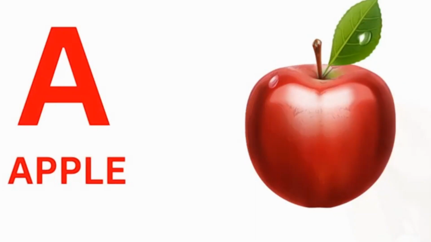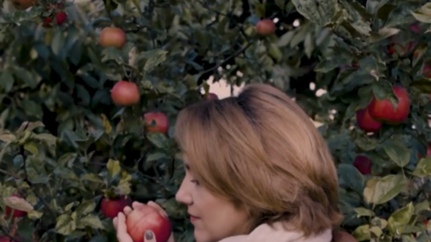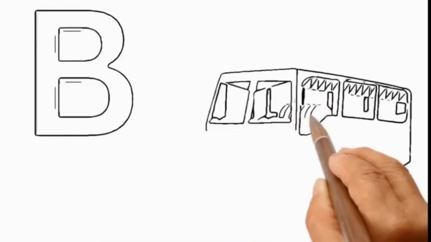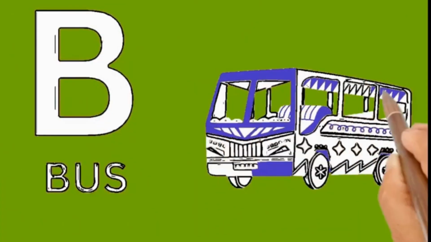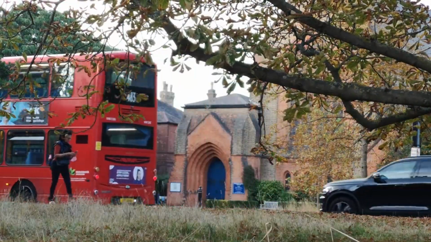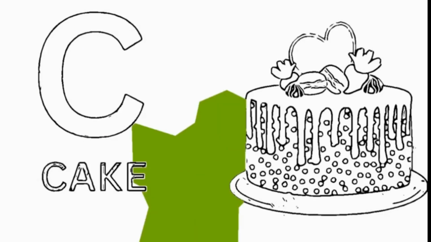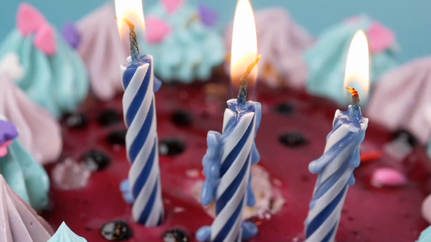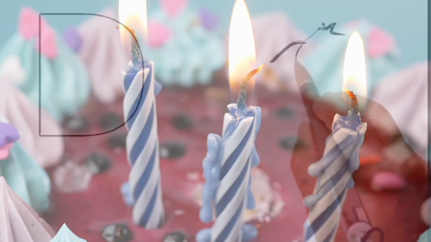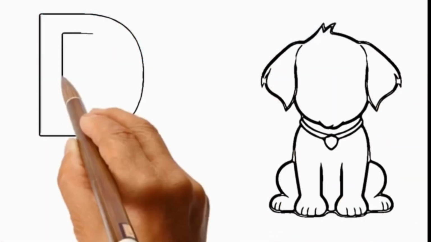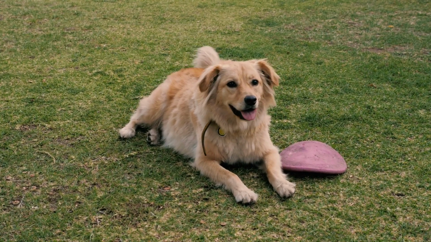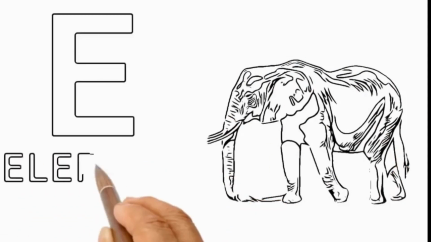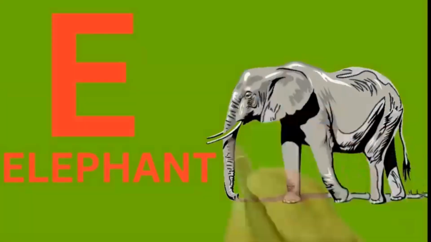A for apple. B for bus. C for cake. D for dog. E for elephant.